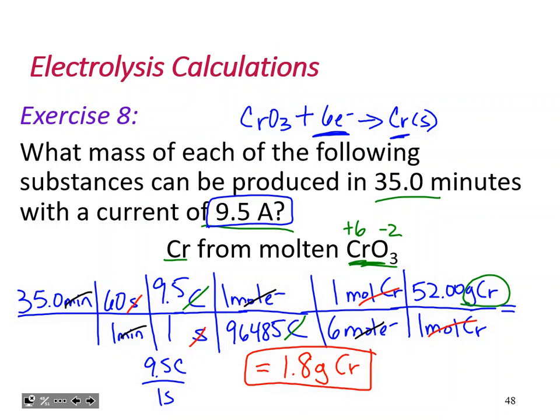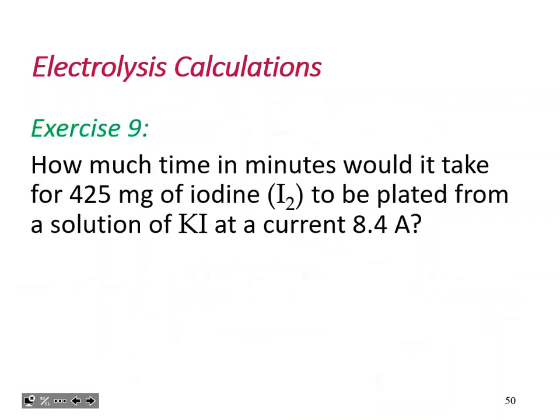All right, last question, last example. How much time in minutes would it take for 425 milligrams of iodine to be plated from a solution of KI at a current of 8.4 amps? All right, so we're going to actually work backwards here, starting with the milligrams to go to the time. But this one also doesn't tell me the moles of electrons, so I have to figure it out.